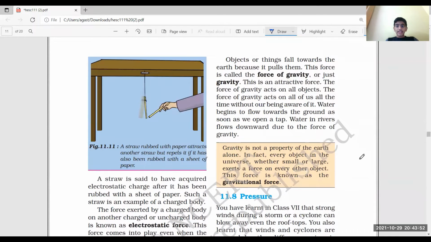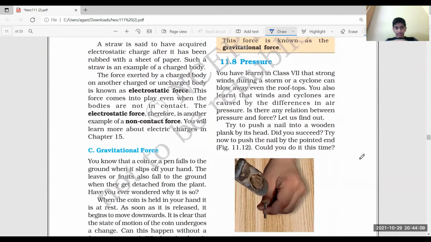Objects or things fall towards the earth, fall downwards, because they are pulled by some force called gravitational force, or force of gravity, or just gravity. Now we're done with force. Now let's get back to pressure.